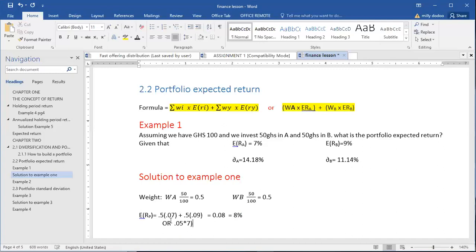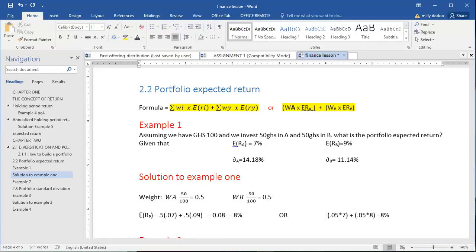You will use the absolute figures. That is the 7% plus another 0.5 multiplied by 8. Look at what I'm doing very carefully so that you do not fumble and make mistakes. Students normally make these mistakes even in an examination.